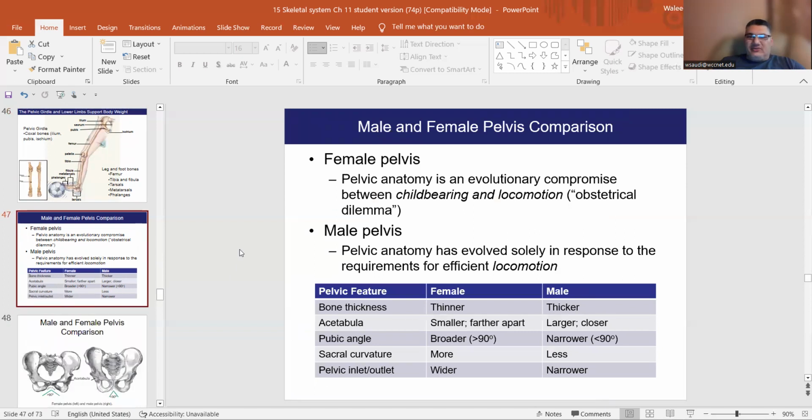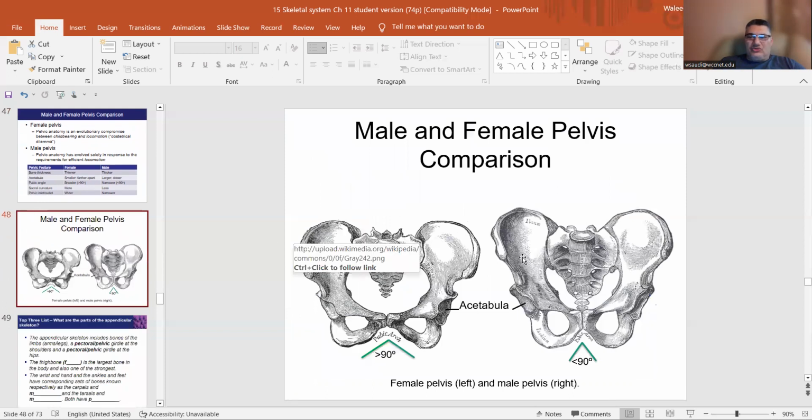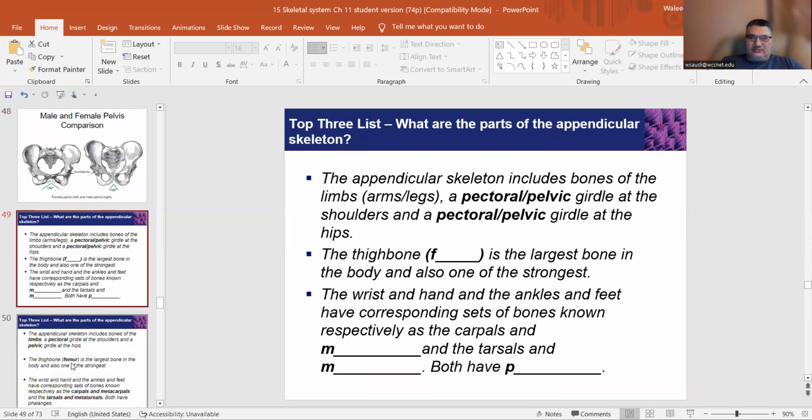Male and female pelvises are different. The only thing that I want you to know here is this angle. The angle is wider in females so that the baby, the fetus, can be delivered through this wide opening, while in males, there is no pregnancy or delivery, so no need to be wide. That's enough.